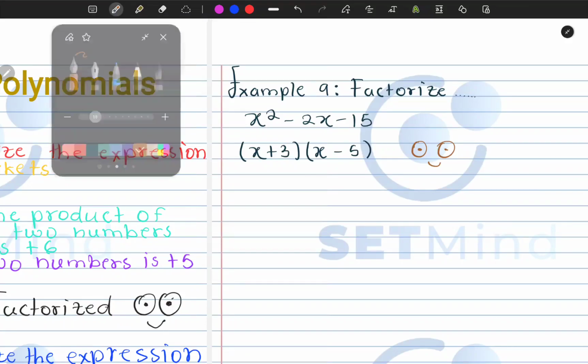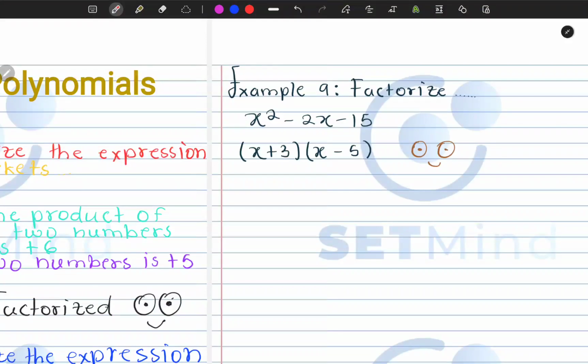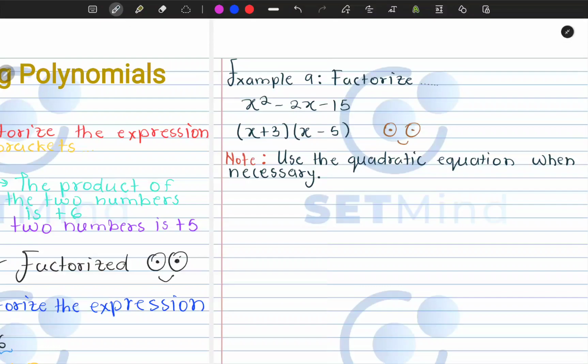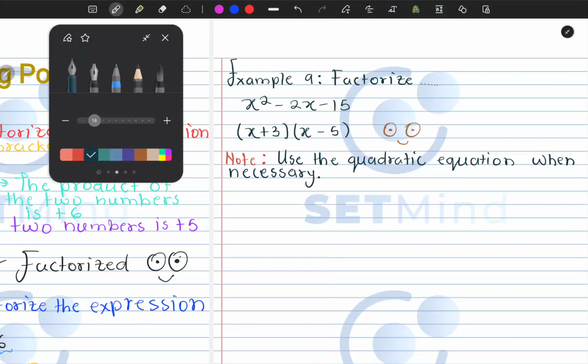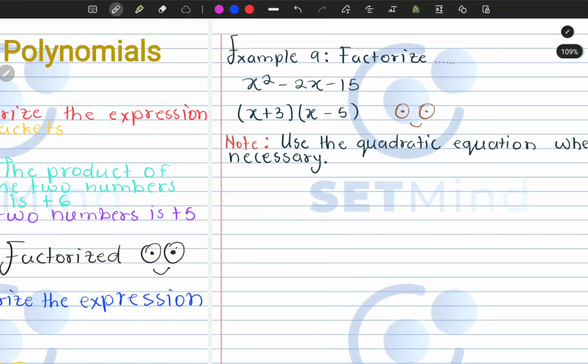Okay, that was easy. However, what I need you to note is that at times you will find yourself needing to use the quadratic equation, because sometimes these factors will not be so obvious. So let's quickly make a note: whenever needed, use the quadratic formula, if you're struggling to find the factors off the top of your head, which will happen at times. So make sure that you do use the quadratic equation whenever necessary when you are struggling to find the factors. With that said, now let's have a look at example 10.